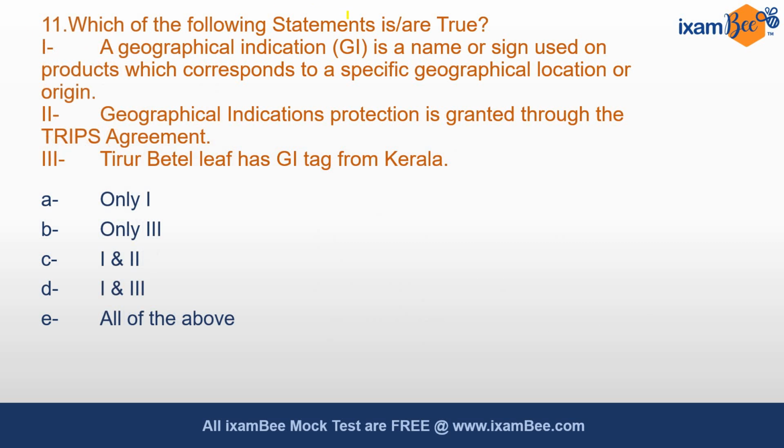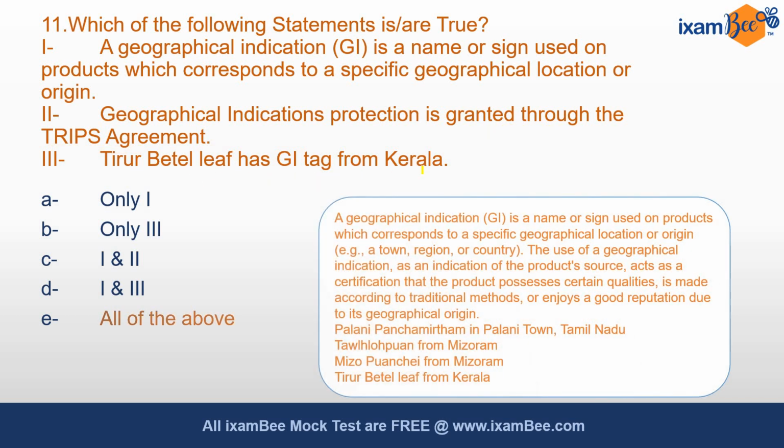So which of the following statements is true about geographical indication, that is GI? GI is a name or sign used on products which corresponds to a specific geographical location or origin. Geographical indications protection is granted through TRIPS agreement. Tirur betel leaf has GI tag from Kerala. All of the above statements are correct. Please remember, this is one of the most important pieces of information with respect to GI, that is geographical indications protection is granted through TRIPS agreement. You have to remember this.